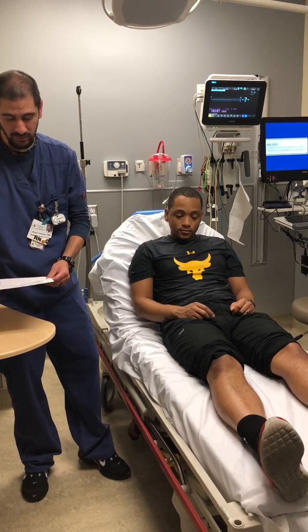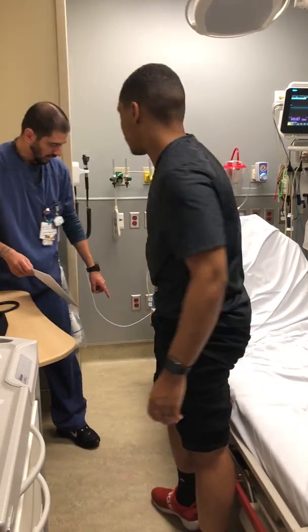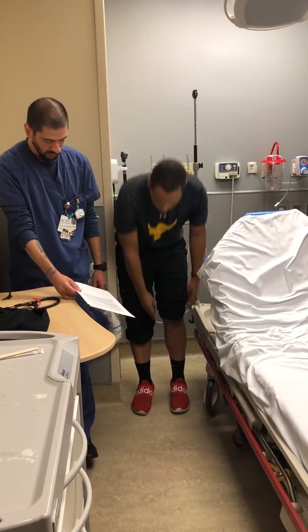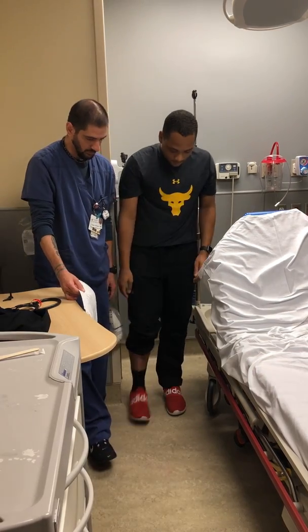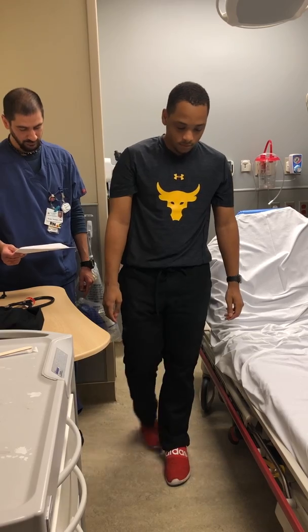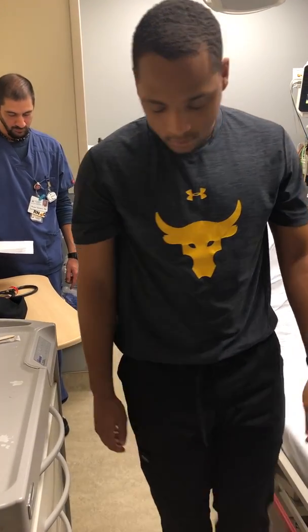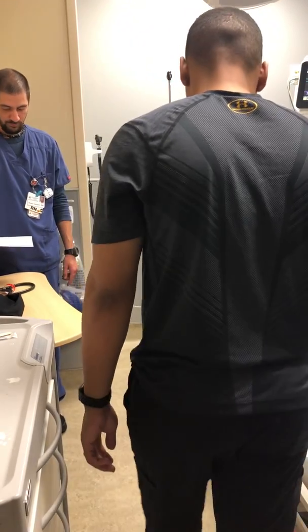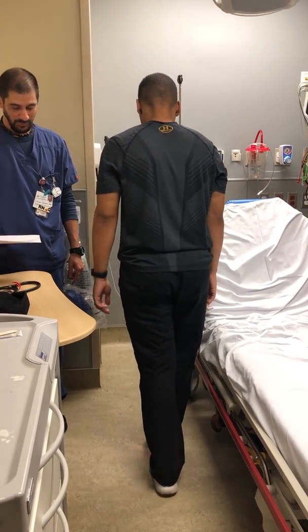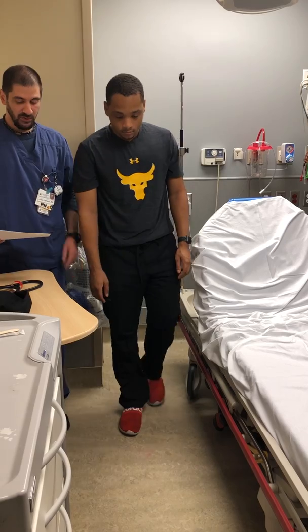Alright, so for a neurological exam, if you could stand up, please. And from here to 5 feet ahead, walk one toe, heel to toe. And just a few feet up and back. This barefoot gait appears to be normal.